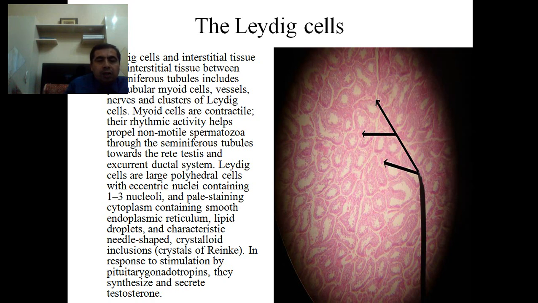Leydig cells are large polyhedral cells with eccentric nuclei containing 1 to 3 nucleoli and pale staining cytoplasm containing smooth endoplasmic reticulum, lipid droplets, and characteristic needle-shaped crystalloid inclusions, crystals of Reinke. In response to stimulation by pituitary gonadotropins, they synthesize and secrete testosterone. It means they act as an endocrine organ.